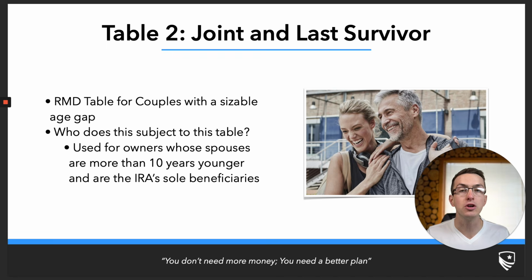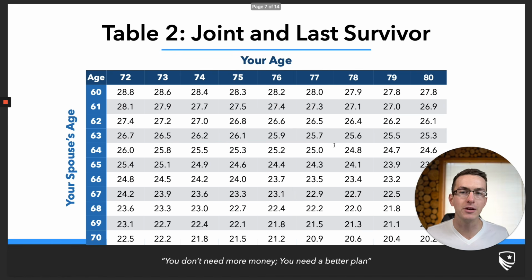So again, we need to meet two requirements here. Your spouse has to be more than 10 years younger, and they need to be the sole primary beneficiary on that given IRA. Now, this table gets a little bit more complicated because these tables adjust based on your age as well as your spouse's age. So there are pages of these given tables because there can be a lot of variation between one person's age and the spouse's age. But let's go through an example here.